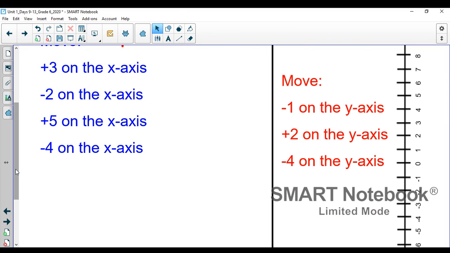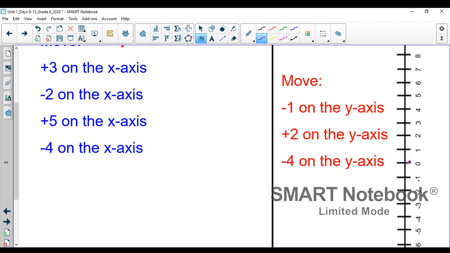The y-axis is the same way, except instead of going left and right, it's going up and down. So if you're going to -1 on the y-axis, you're starting at 0, you're counting 1 jump down to -1. If you're going to +2, you're starting at 0 and you're jumping 1, 2 units to +2. And if you're going to -4, you're starting at 0 and you're going down 1 unit, 2 units, 3 units, 4 units.